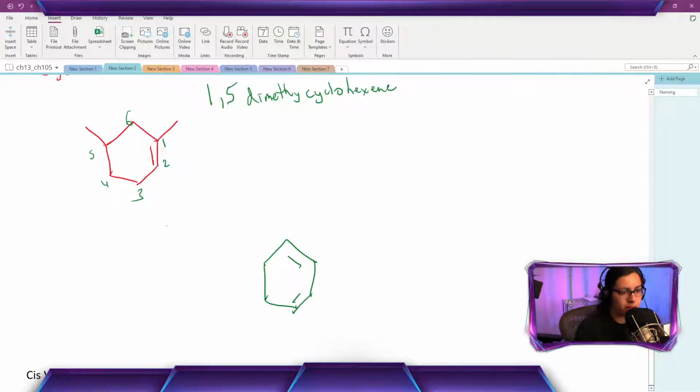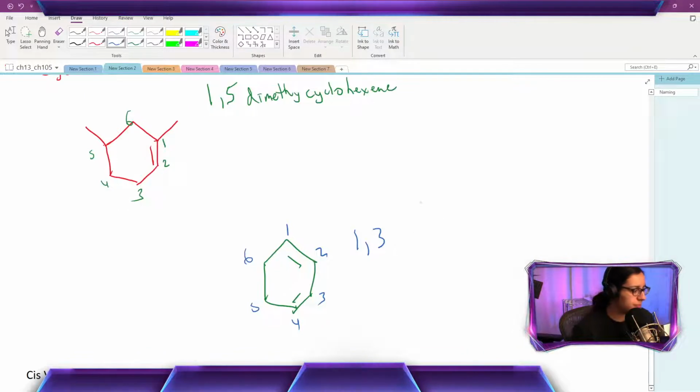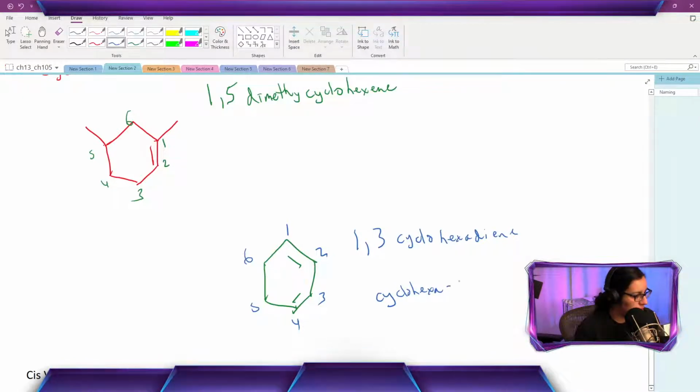So now we've got to label it again. So assign your carbons. So 1, 2, 3, 4, 5, 6. So our double bonds start at 1 and 3. So this is going to be 1,3-cyclohexadiene.